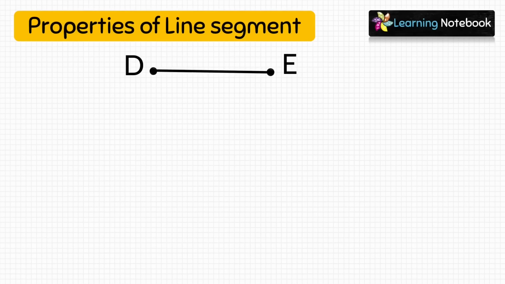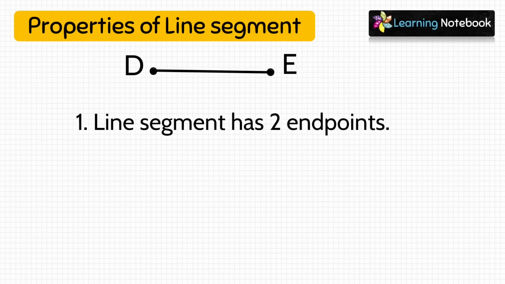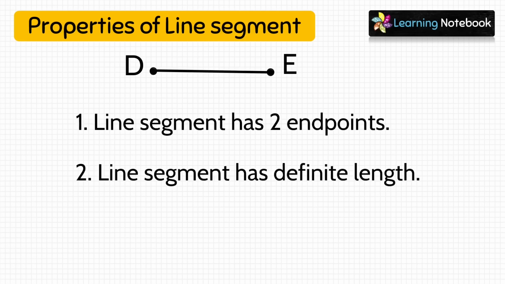So students, we have learned 2 properties of line segment. First is line segment has 2 end points. Like here, D and E are 2 end points of line segment DE. And the second property is that the line segment has definite length.